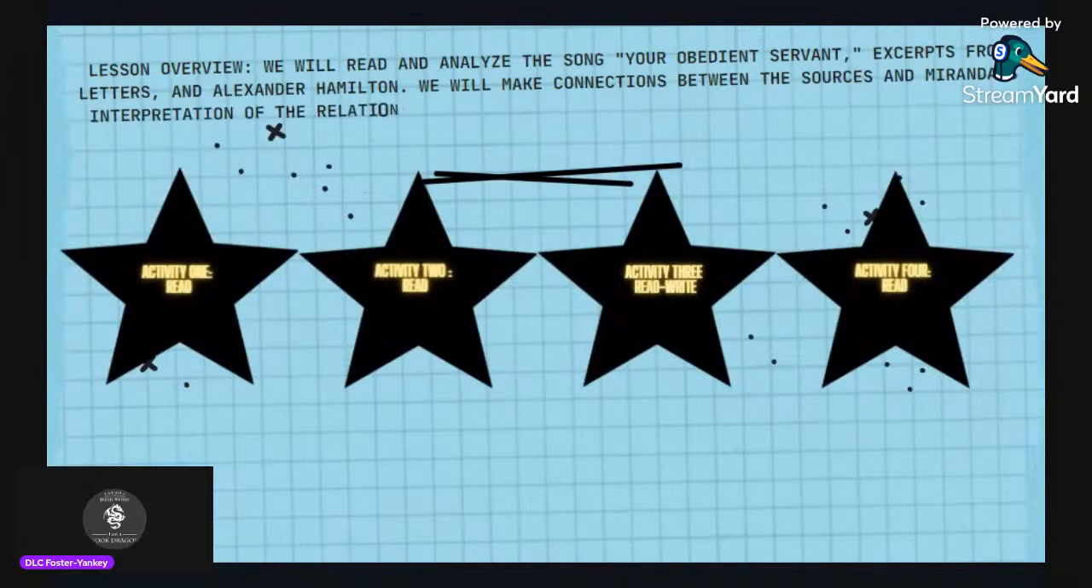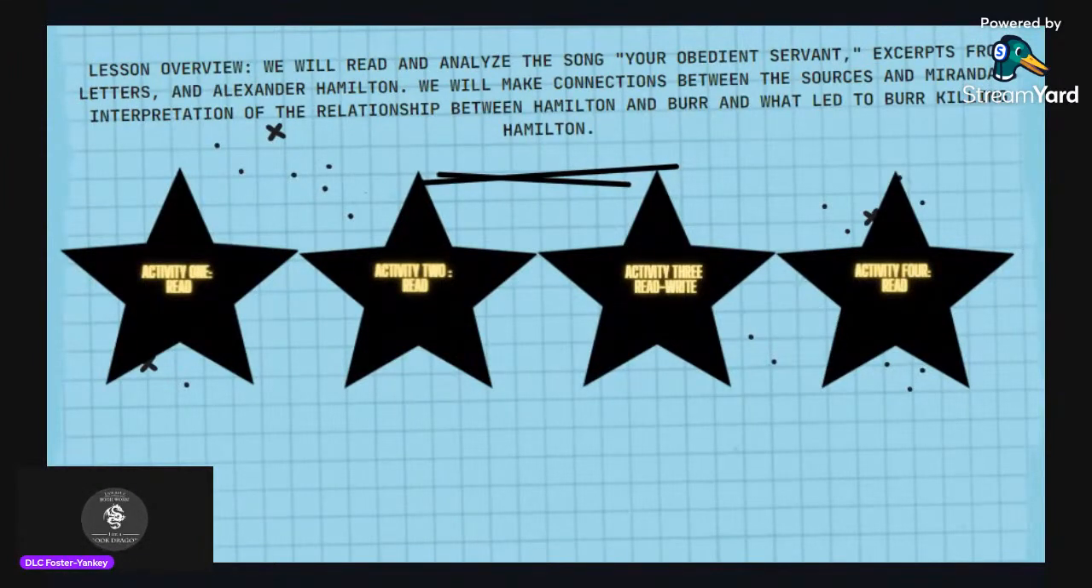Okay, our overview is we will read and analyze the song "Your Obedient Servant," excerpts from letters, and Alexander Hamilton. We will make connections between the sources and Miranda's interpretation of the relationship between Hamilton and Burr and what led to Burr killing Hamilton. So now we'll take a closer look at the 4 activities that make up Lesson 6.